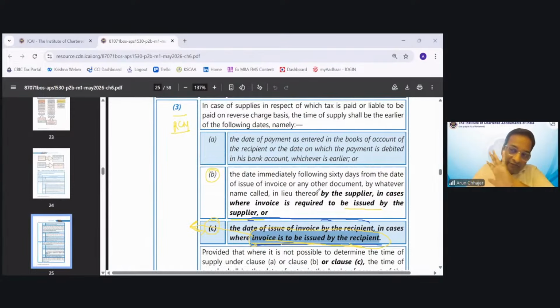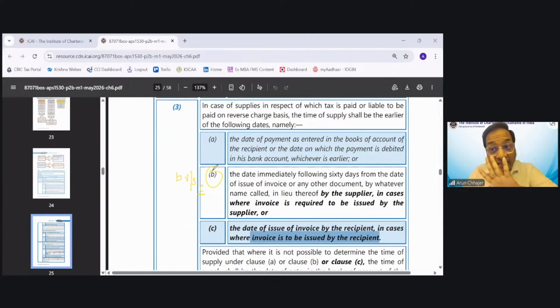Listen to my question once again. Everyone, I am requesting: I am talking about RCM provisions for services. So here they are saying date of the payment. Clear. There are two clauses. If invoice is required to be issued by the supplier, then I will apply date plus 61 days. If invoice is required to be issued by the recipient, then that date. Now tell me when I will apply clause B and when I will apply clause C. You will say that when invoice is required to be issued by the supplier, apply clause B. When invoice is required to be issued by the recipient, clause C.